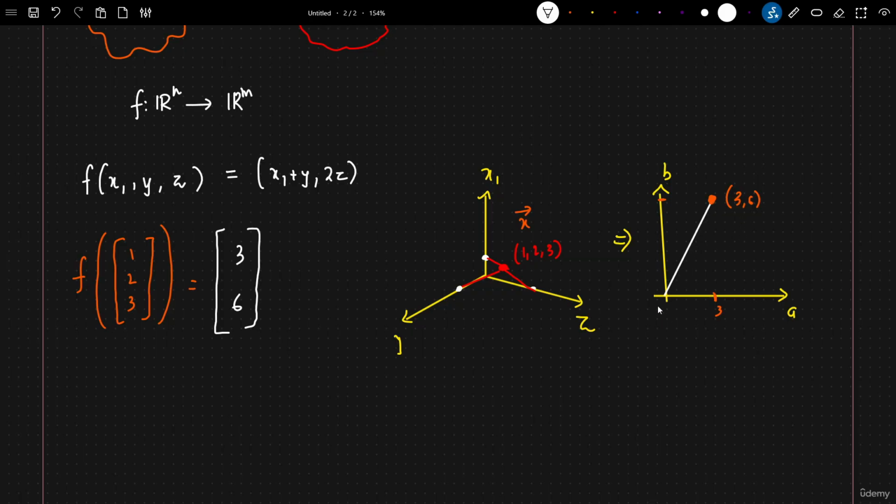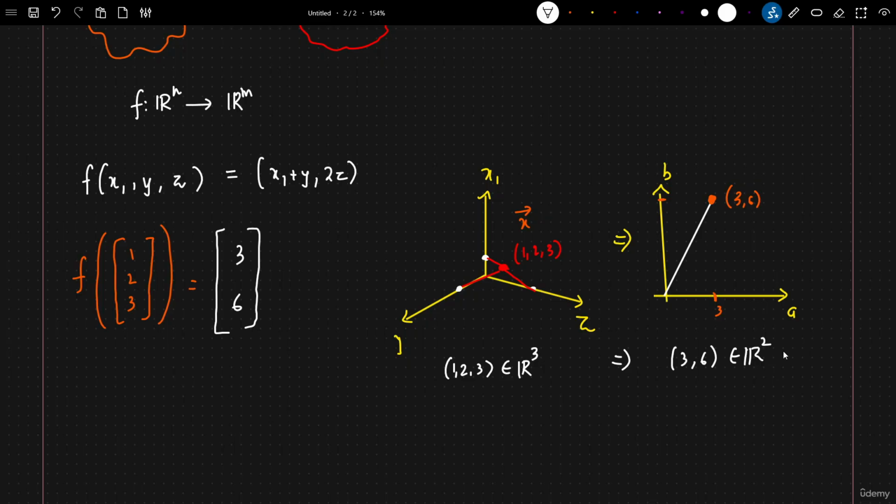Okay? So in short, what has happened, if you clearly see, initially you had this entire vector 1, 2, 3, which belonged to the real numbers with respect to 3 dimensions. This has been converted to 3, 6, which is my 2-dimension vector belonging to the real numbers of 2 dimensions, right? This is what we are basically doing.